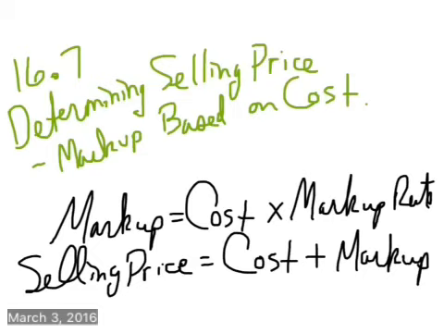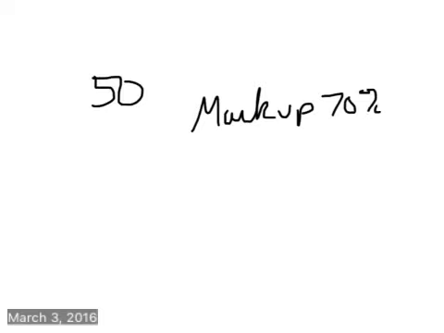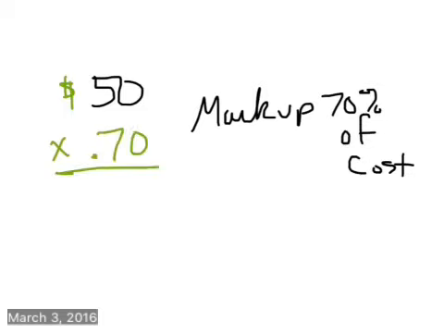So for number one, it says that the cost is $50 and the markup is 70% of the cost. Okay, so the first thing that we're going to do is take the cost, that $50, and multiply it by 0.7 because that's 70%. $50 times 0.7 is $35. So what you just found there is the markup.